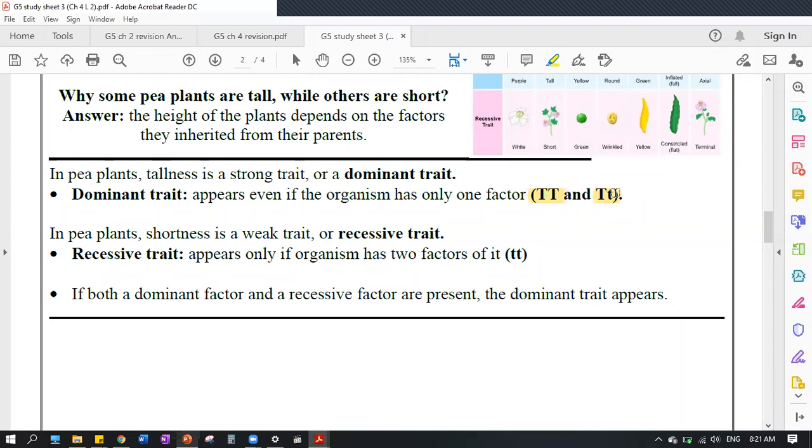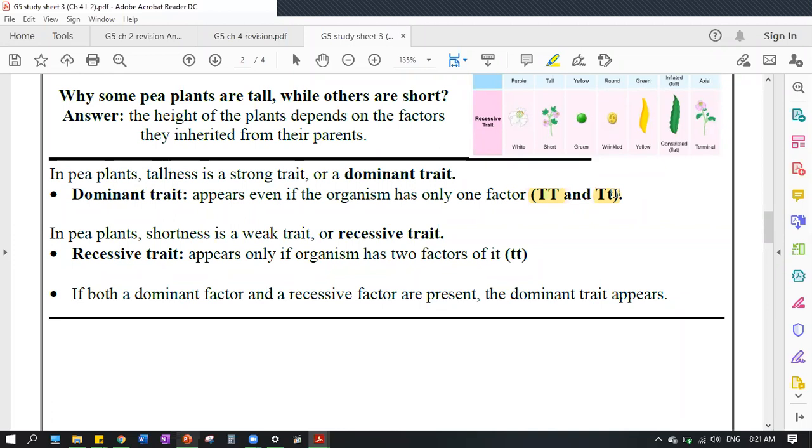Was that Amr asking the question? Yes. So each organism, Amr, takes two factors from its parents. You take half of these factors from your parents, like one factor from the mother and the other factor from your father. That's why we carry two letters, not one. We use two letters, not one.